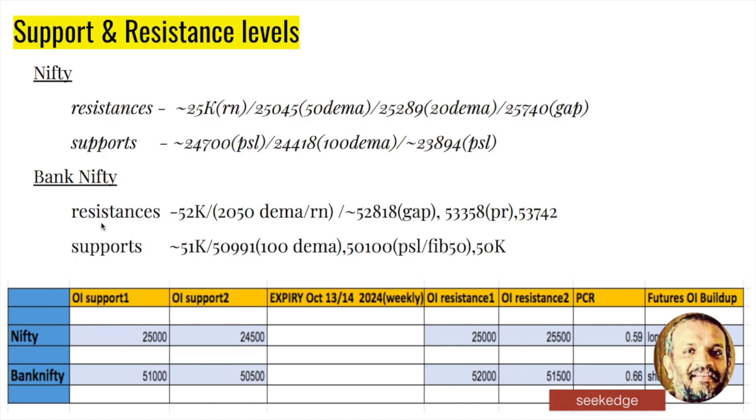Banknifty similarly, resistance on that side is 52k because it's a combination of the 20 and 50 exponential moving averages, both near 52k, and it's a round number also. 52,880, 818 above that is a gap, that's resistance. After that 53,358, 53,742. Similarly, downside support for the Banknifty is coming at 51k, with the 100 exponential moving average very close by. That 51,000 and 50,000. 50,000 is a round number. 51,000 is where the Fibonacci and the previous low come in. So that's the support resistance levels.